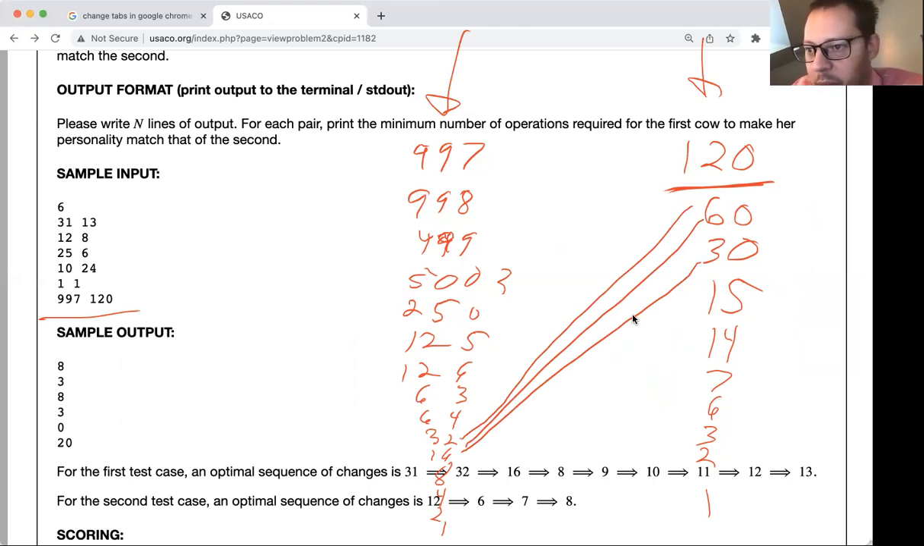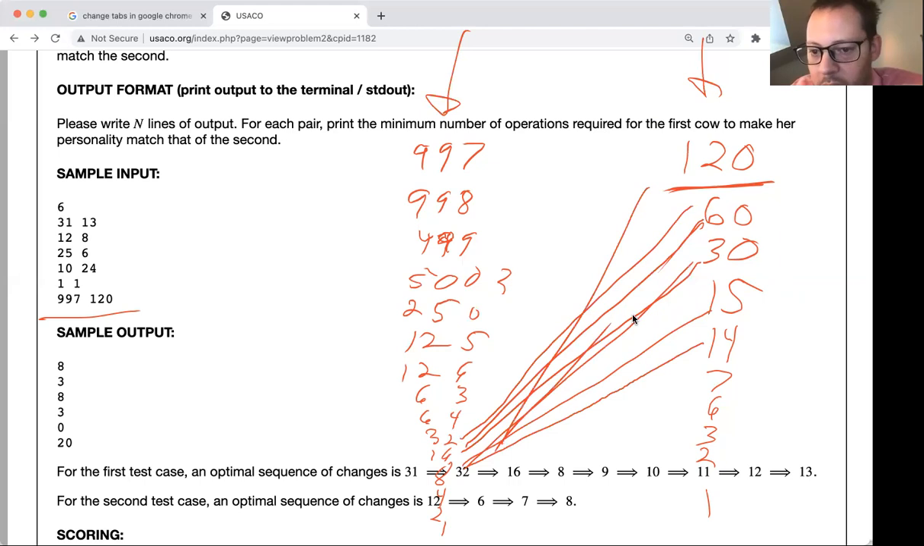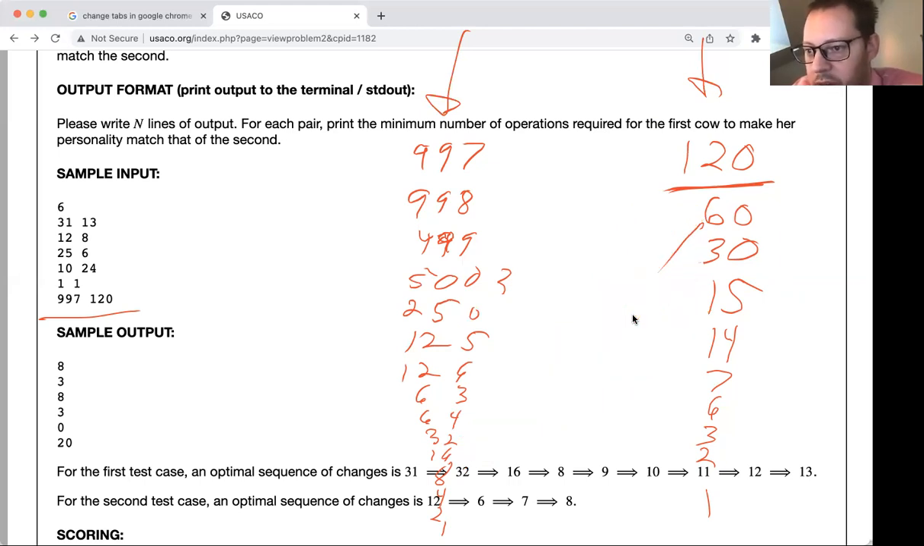From 8, I can get from 8 to 14, or from 8 to 15, from 8 to 30, from 8 to 60, from 8 to 120. From 4, I can get from 4 to any one of the numbers as low as 6.